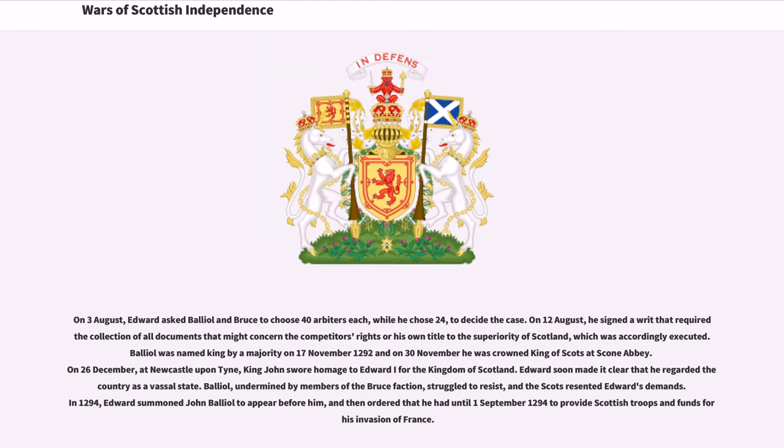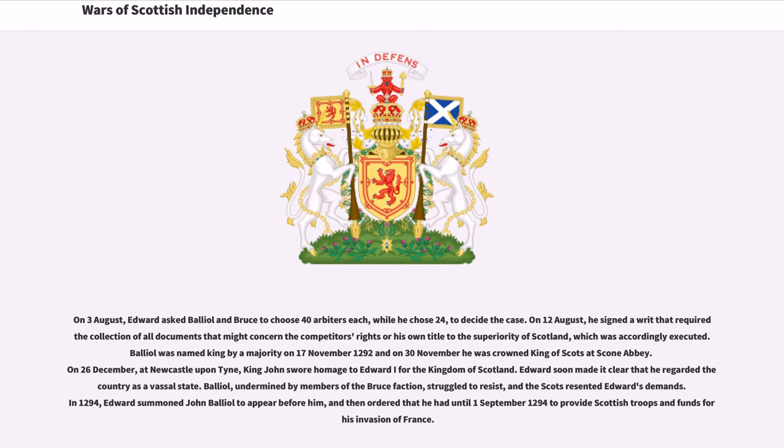On 3rd of August, Edward asked Balliol and Bruce to choose 40 arbiters each, while he chose 24, to decide the case. On 12th of August, he signed a writ that required the collection of all documents that might concern the competitor's rights or his own title to the superiority of Scotland, which was accordingly executed.